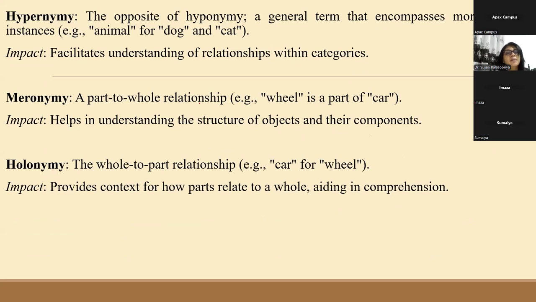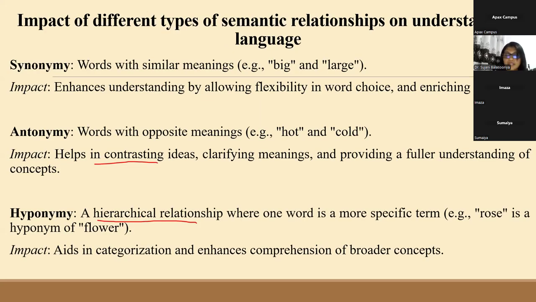And hyponymy. Here I forgot to tell you, hyponym and hypernym are two terms which you find in the same concept. Here we identify hyponymy. Rose is a hyponym of flower, which means the most specific term is called a hyponym. See the spelling. The most specific term is hyponym.